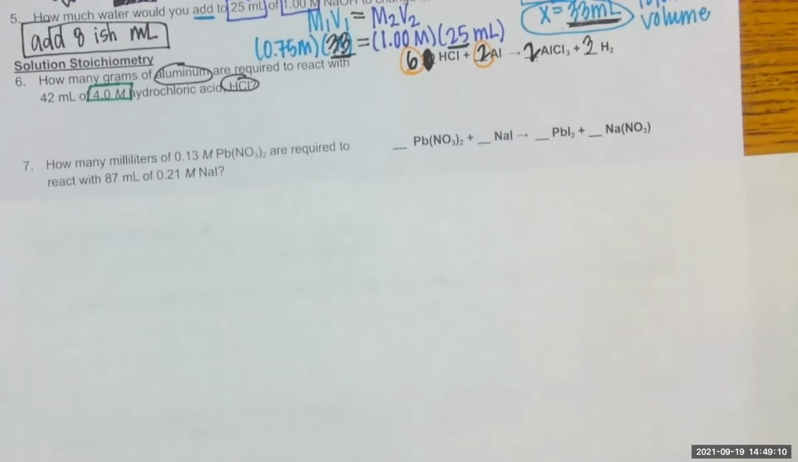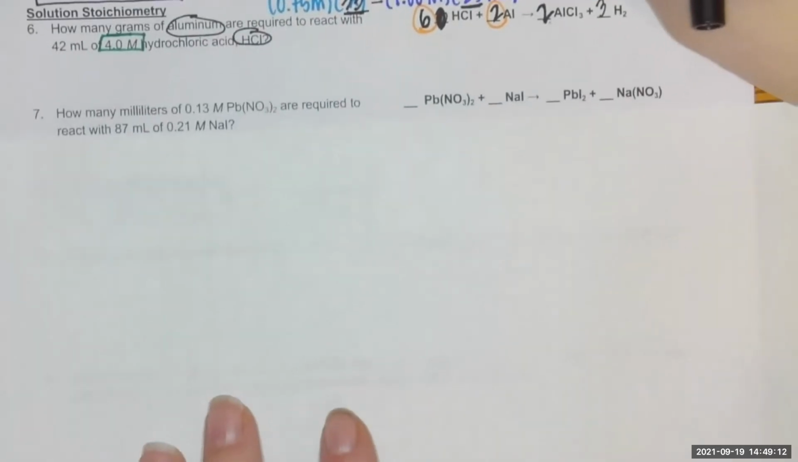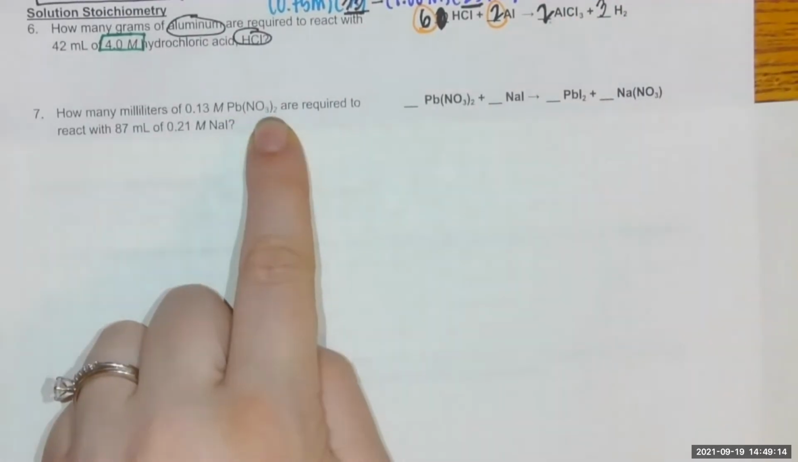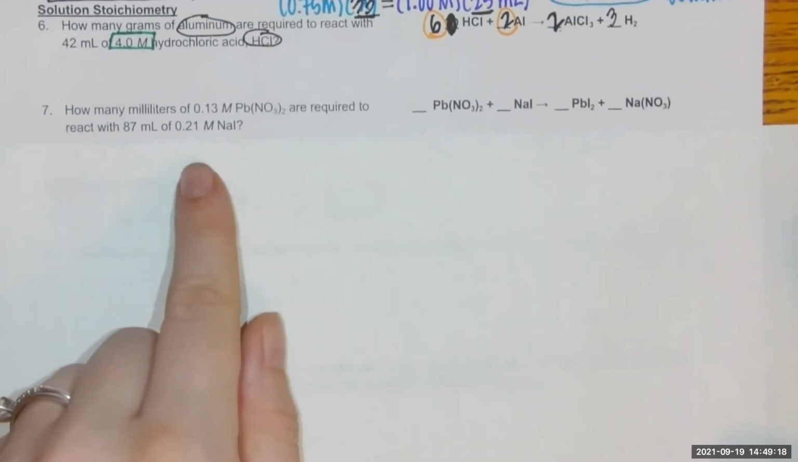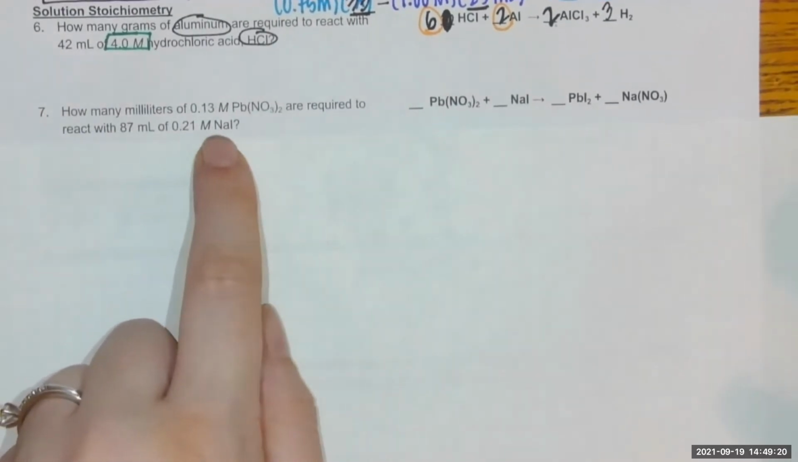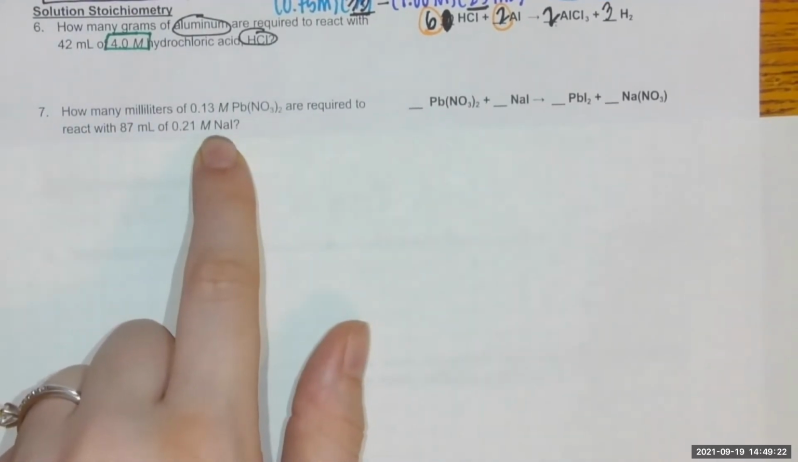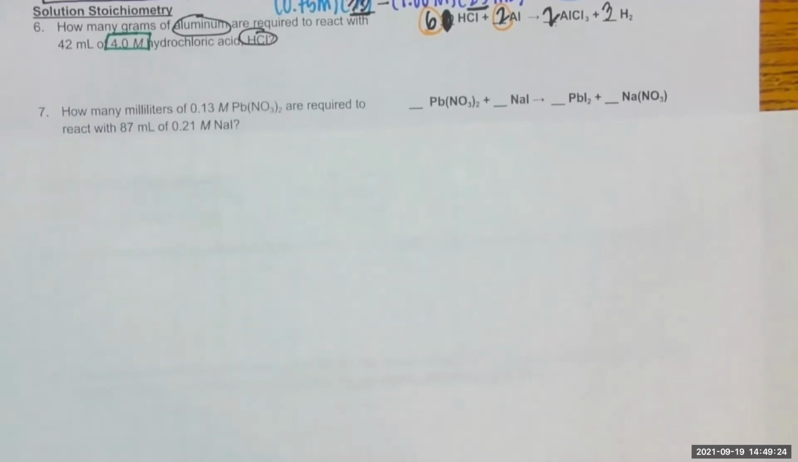How many milliliters of lead nitrate are required to react with 87 milliliters of 0.21 molar sodium iodide? So pause the video, try this one.